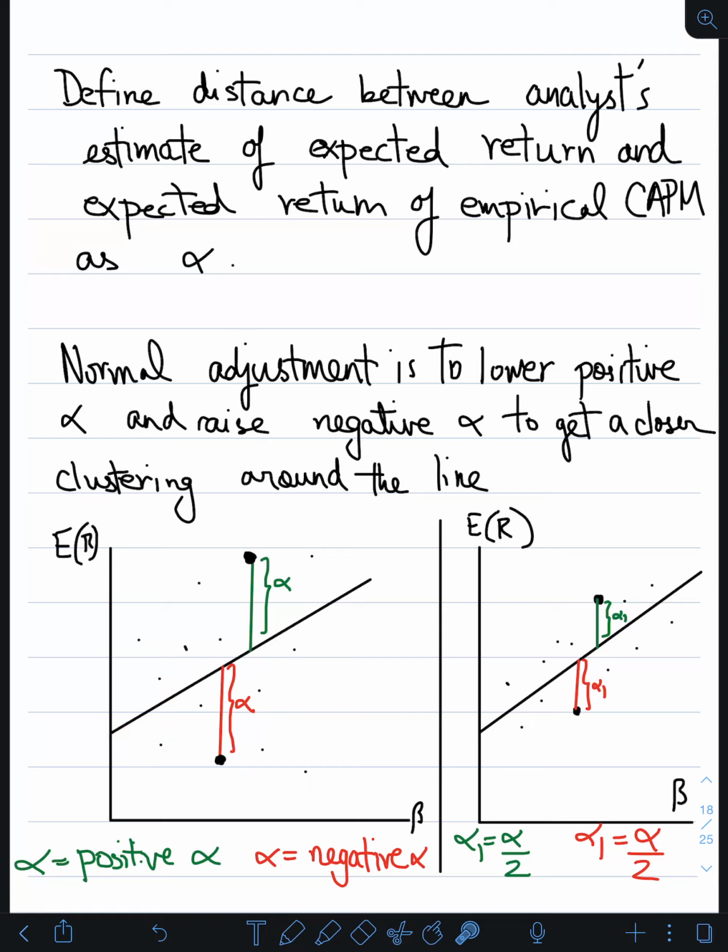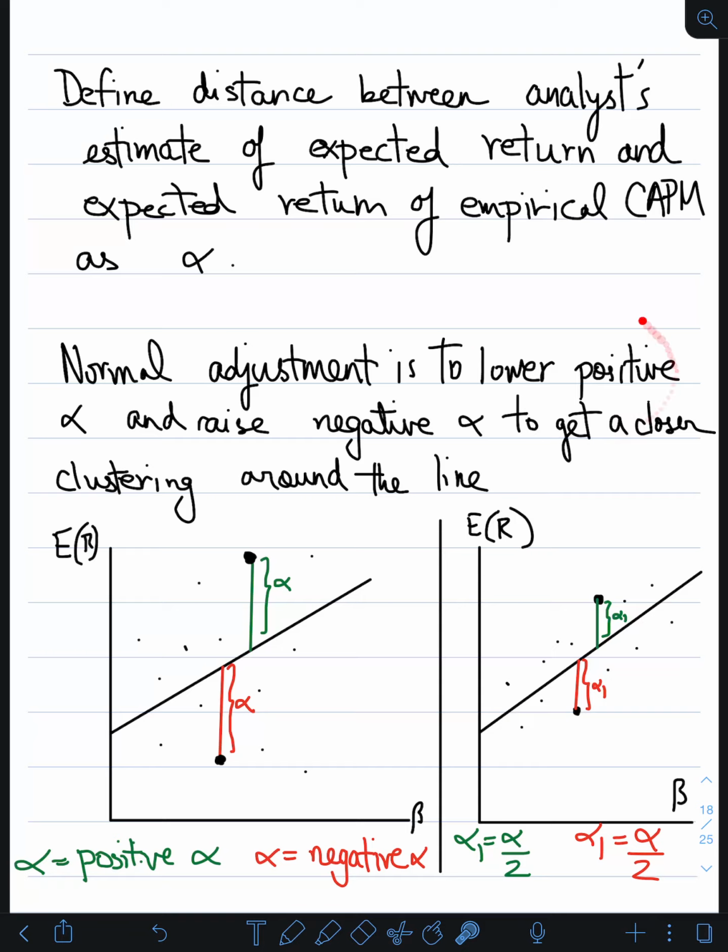This line is our expected value based on the empirical CAPM, right? So if we can reduce these errors closer to the line, we'd be able to get a closer estimate while still having a diversified portfolio. Basically, every one of these is an alpha. These are all positive alphas up here. Anything above the line is a positive alpha, anything below the line is a negative alpha. So we divide every one of these alphas by half. Let's say we could make any adjustment.